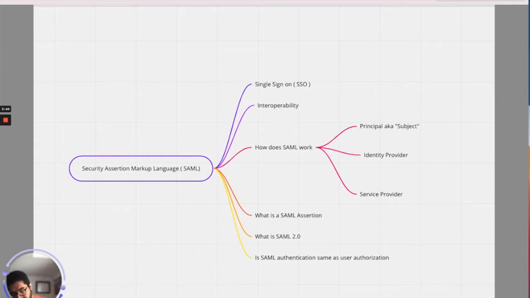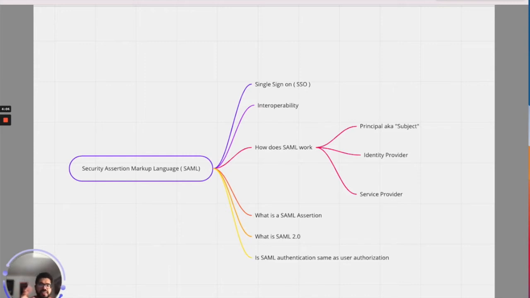Now, let's go and understand how this eventually works under the hood. There are three big parties involved here. One is the principal, which we also call the subject. The second is the identity provider, and then we have the service provider. Now, let's dig deeper into each one of them.